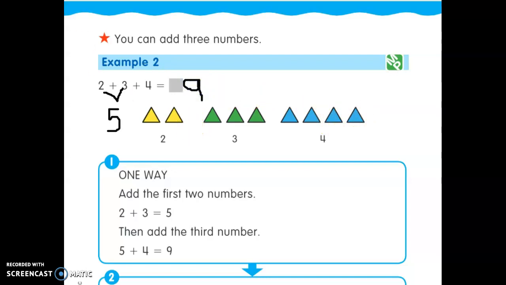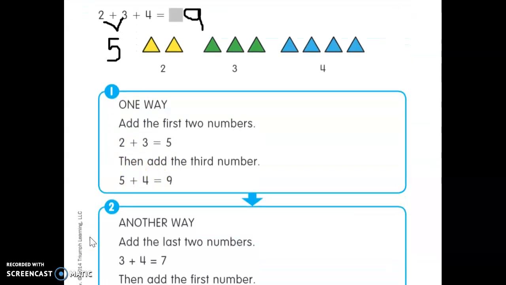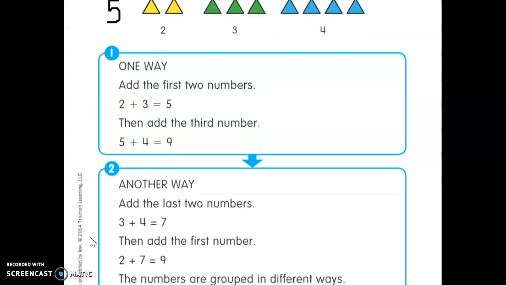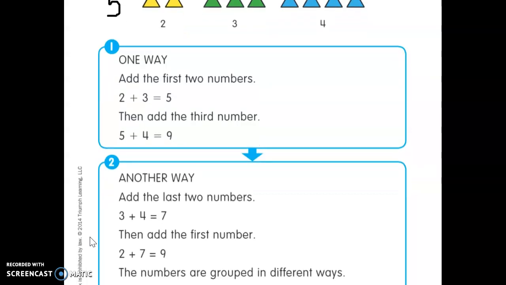And like I said before, we can try different ways. Our first way was 2 plus 3, and that's what I did, equals 5. And the third number I brought down, I did 5 plus 4 equals 9. Now let's see another way. Let's see if I get the same thing.